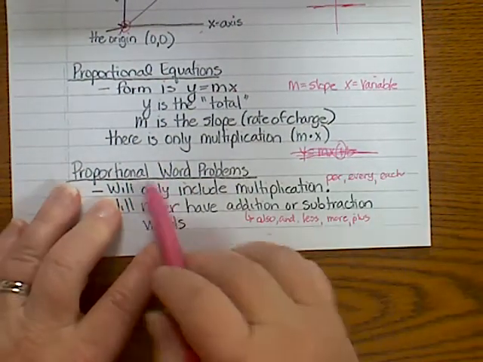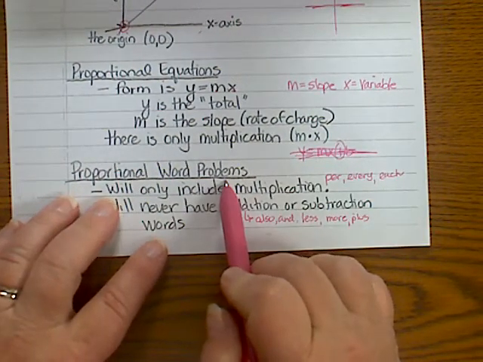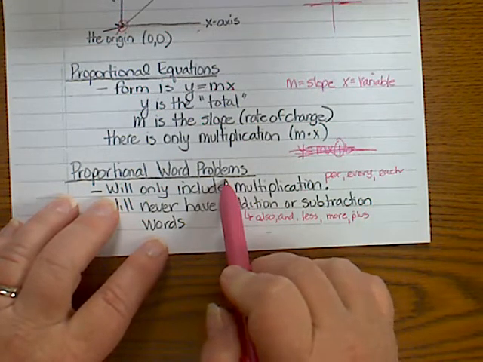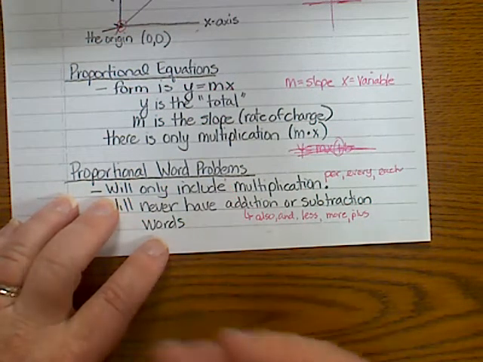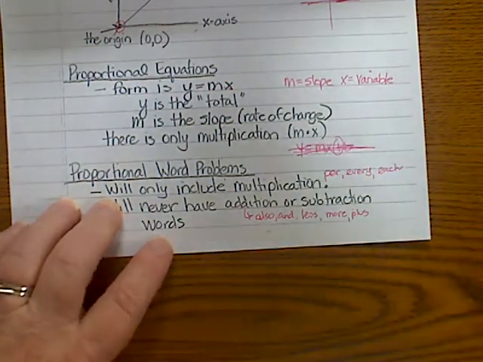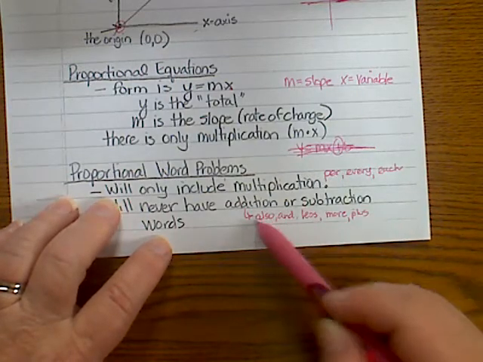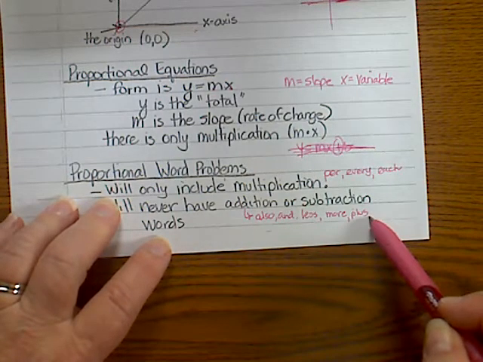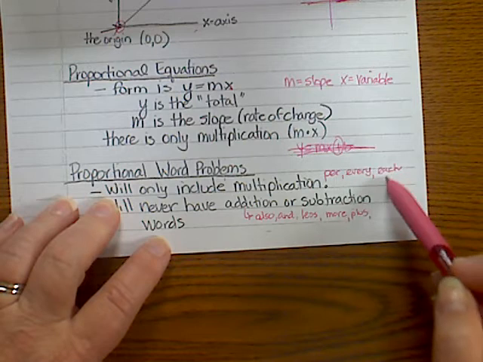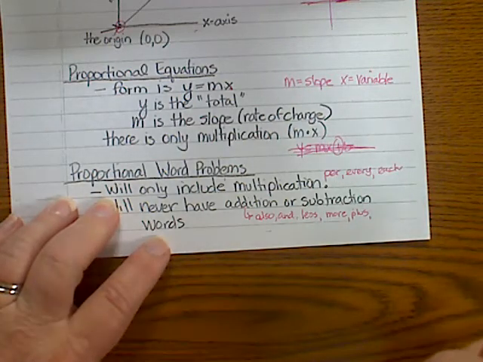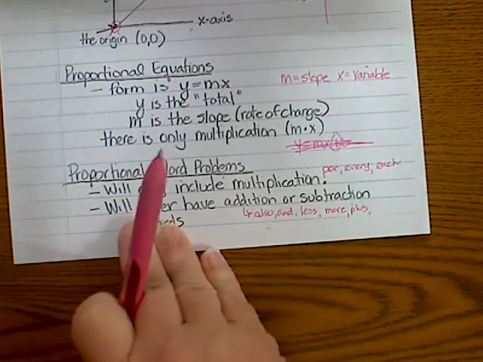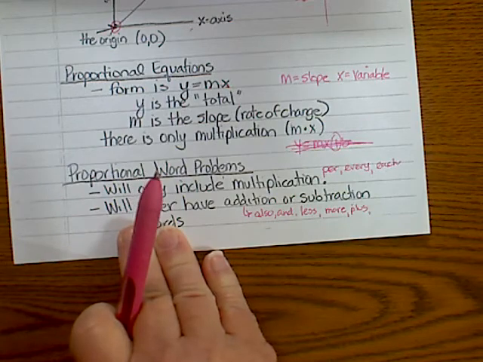And when they're giving you word problems, they'll usually be sentences, and they'll say which situation is proportional. 3 of them will have one of these words in it, and 1 of them will not, and it's the one that does not, the one that only multiplies, okay? All right, so that would be your proportional word problem.